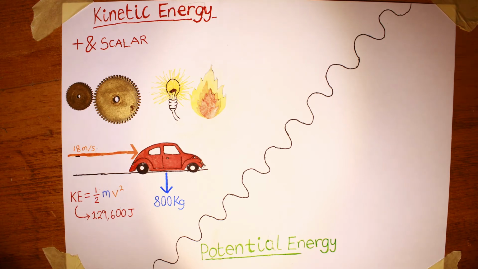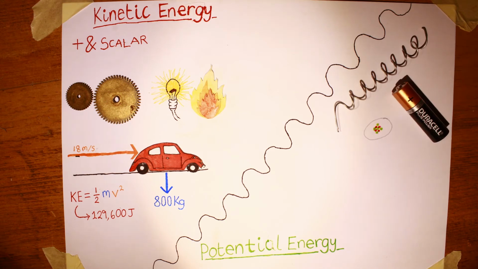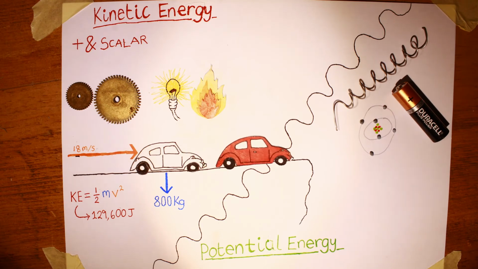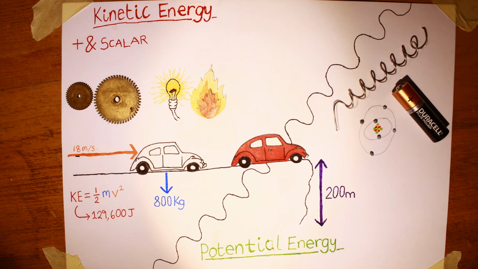Potential energy is stored energy possessed by an object due to its position or arrangement of its component parts. This could be elastic, chemical, or nuclear. In this example, we look at gravitational potential energy. A car is stationary on a 200-meter high ledge. The formula for gravitational potential energy is mass times gravitational field strength times height.